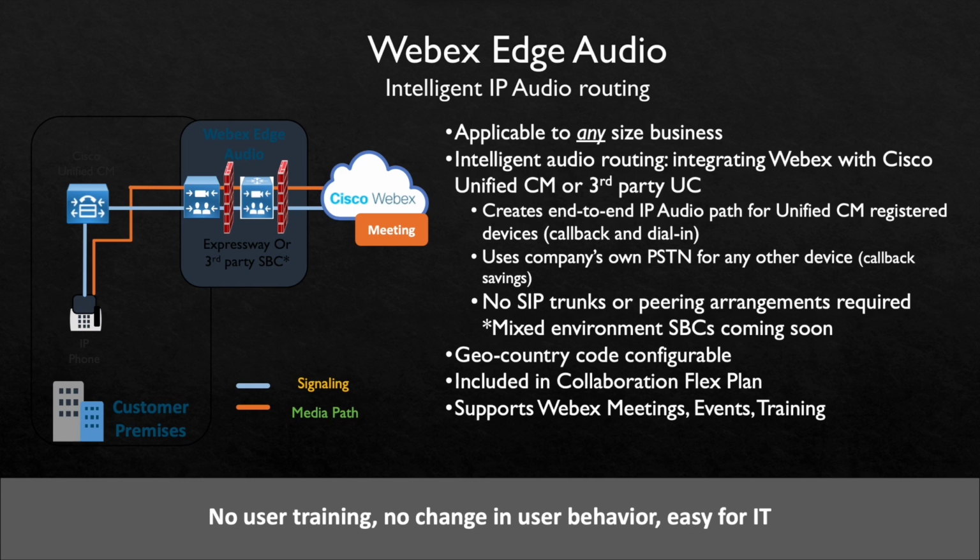And intelligent audio routing connects the CUCM to Webex Cloud and allows them collectively to make a decision how best the call should be routed, whether it should be over PSTN or IP. And it gives a precedence to IP. So it's going to try to connect over IP first. If that fails, then it uses the PSTN only as a fallback solution, right? It creates an end-to-end voice over IP path for CUCM registered devices, whether users are dialing into Webex or they're requesting the callback option from Webex to their phone.